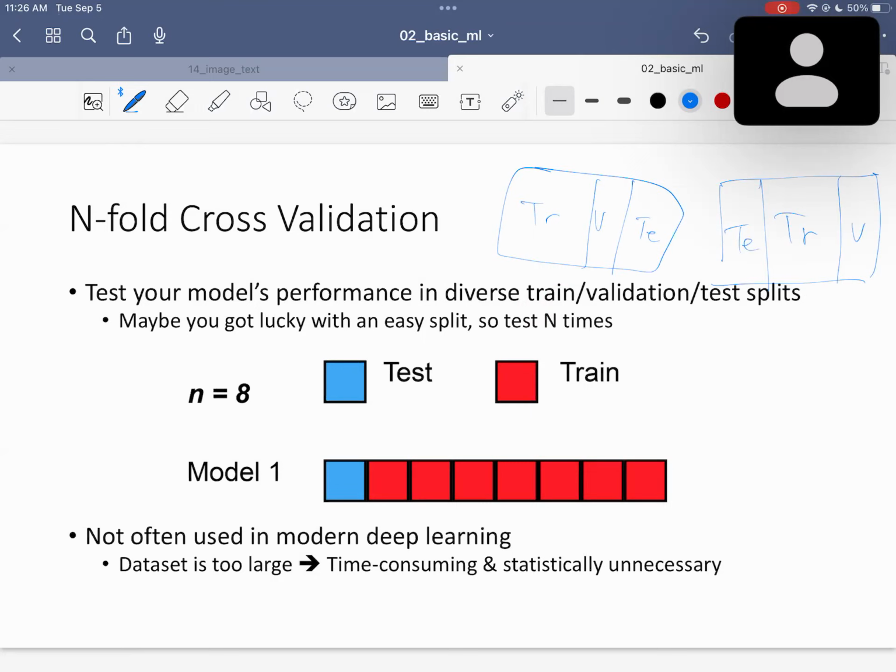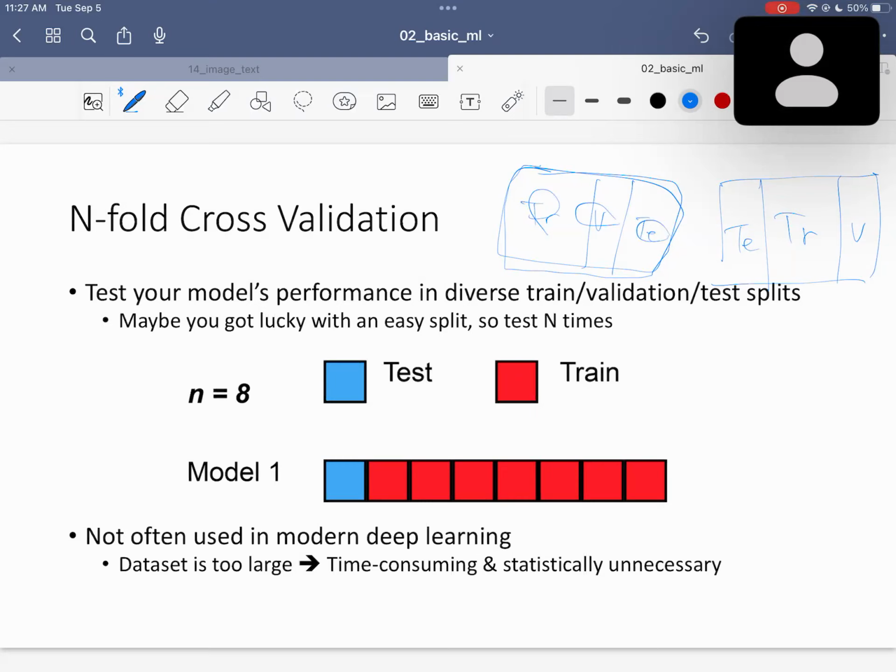So if you have a fixed amount of data, which is this box here, then it's probably a good idea to split it multiple different times to see how well your model is trained, because there are different combinations of train, validation, and test sets within the same data set.